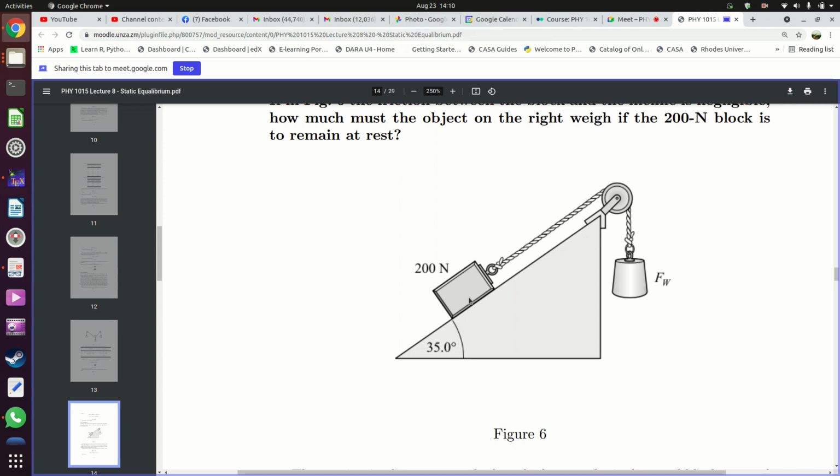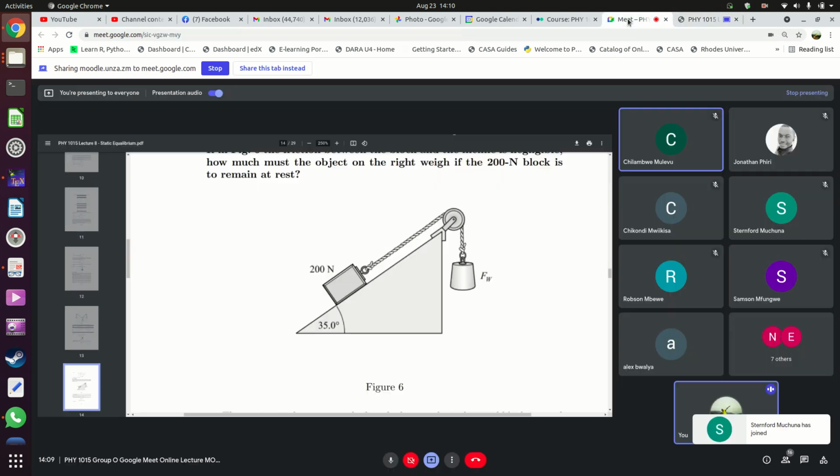So there are three forces acting on this box. There is the weight of the box pointing down. There is a normal force pointing in this direction. There is a tension pulling on the rope like this. There is no friction because we have been taught to neglect friction. So three forces are acting on this box.